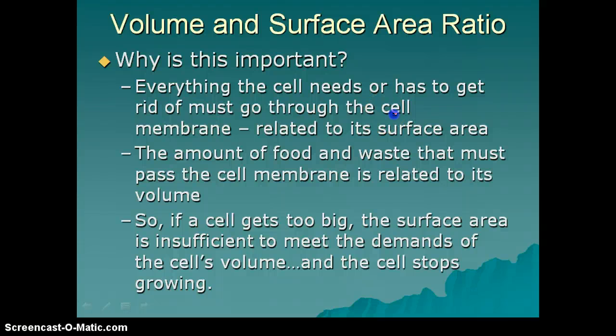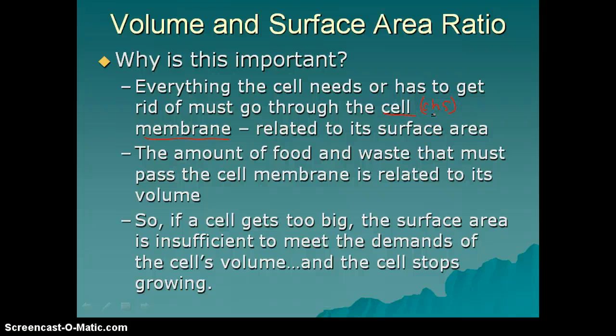And we're going to talk about this in Chapter 5. The cell membrane is very important. We're going to get to it more in Chapter 5. But everything that has to go in and out of the cell has to pass through the cell membrane. There's not like a door. The cell membrane is kind of a gate that it has to go through.